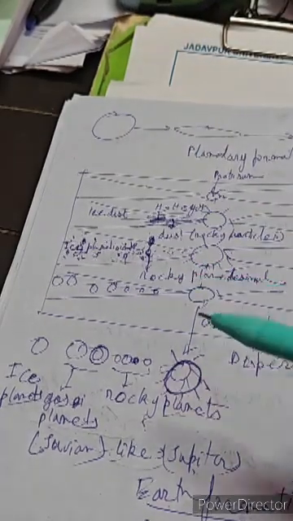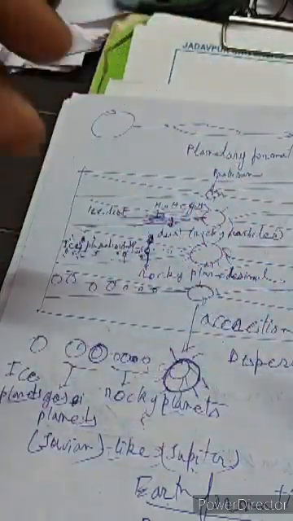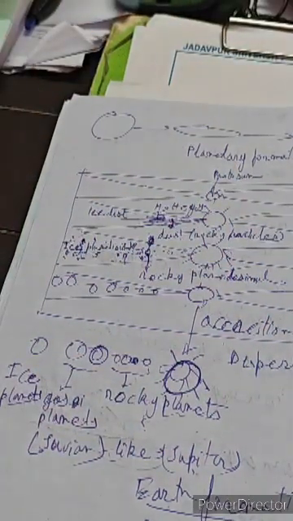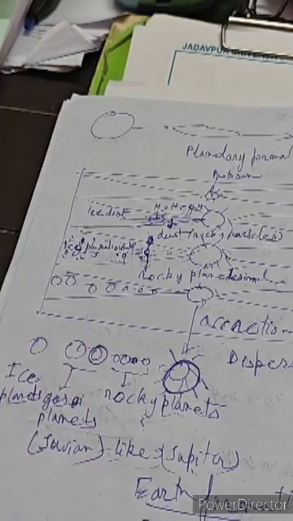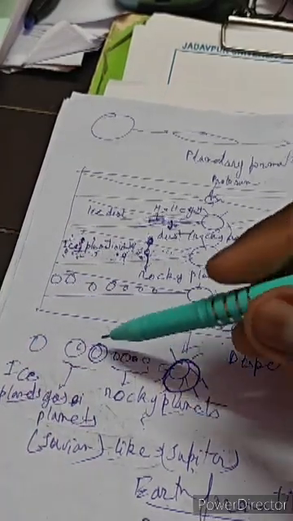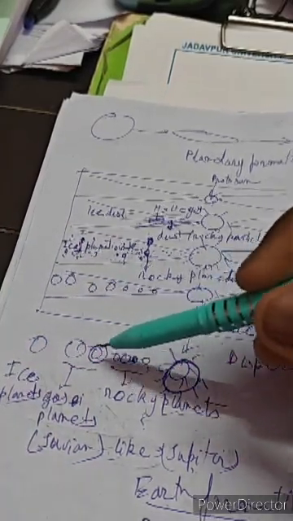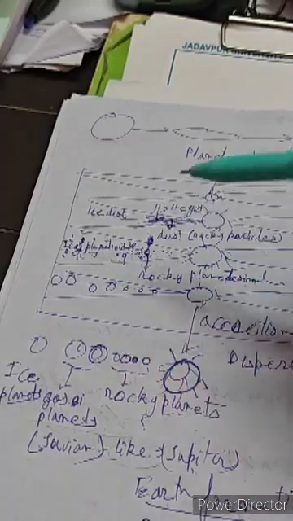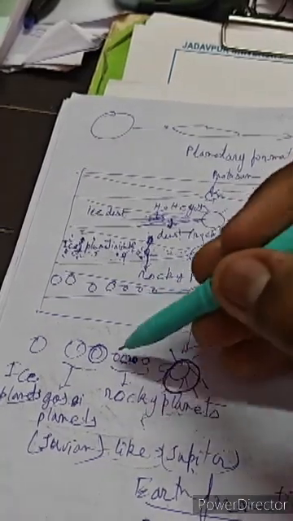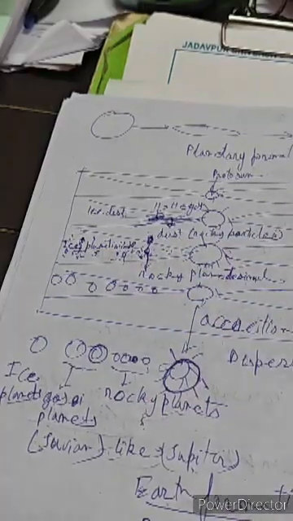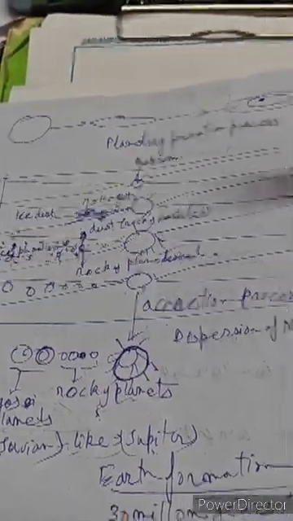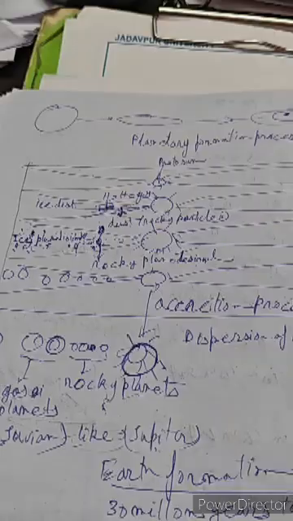As we go far from the sun, the planets' size increases. We always see that the size of the Jovian planets is greater than the terrestrial planets. Okay, that is the accretion process.